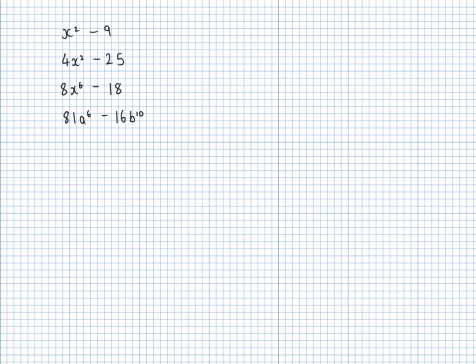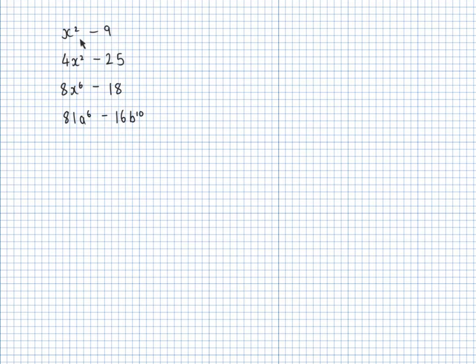We need to be able to factorize expressions that are written as a difference of two squares. What that means is I've got a subtraction, and between the two terms I have two squares. So x squared can be written as a square, and 9 can be written as a square because 9 is 3 squared.